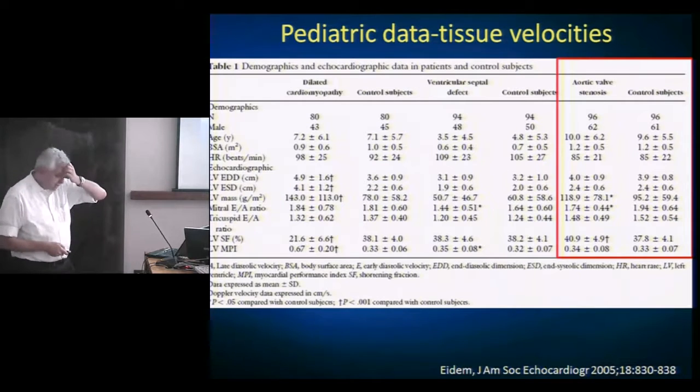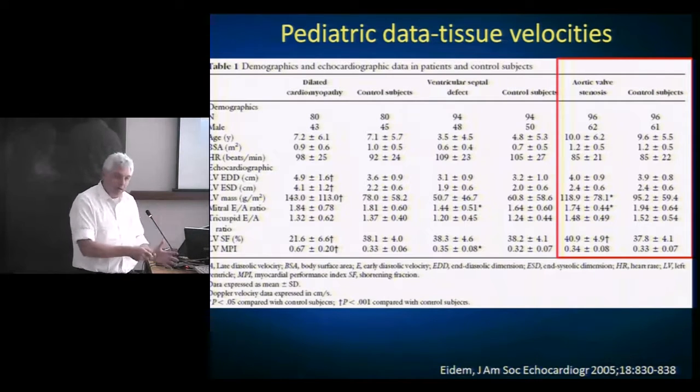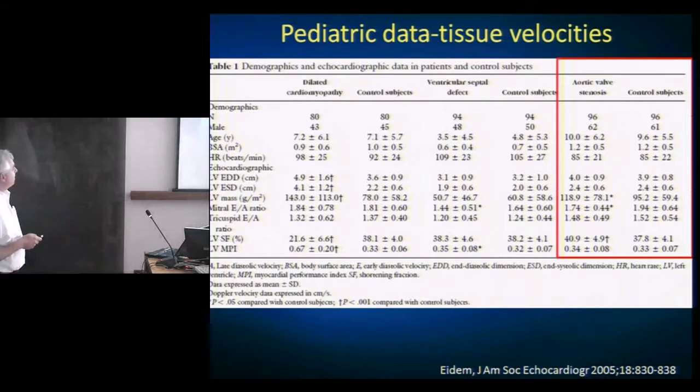Now, in pediatric data, there's not a huge amount on aortic stenosis and on chronic aortic stenosis. And again, neonatal aortic stenosis is a bit of a different animal altogether. But in chronic aortic stenosis, not that much data.